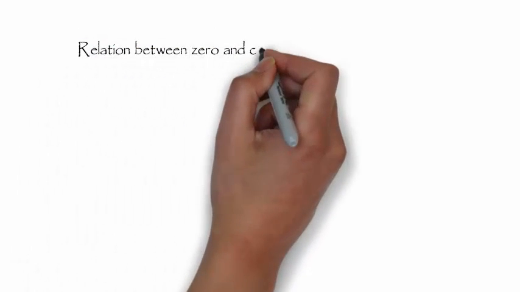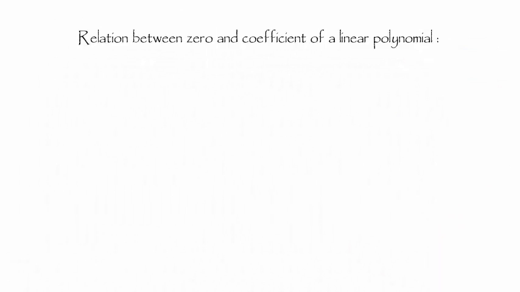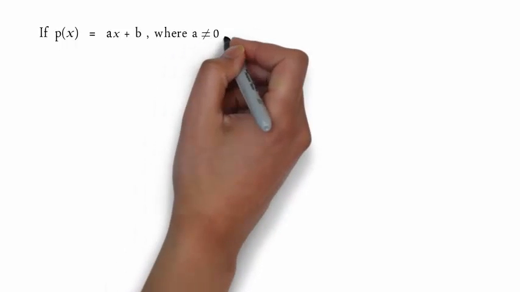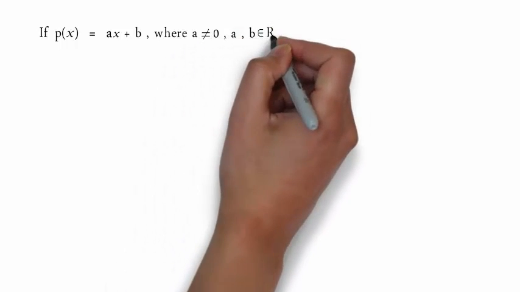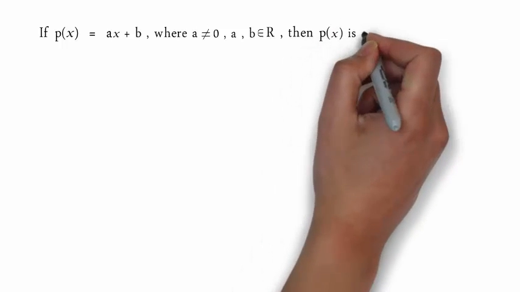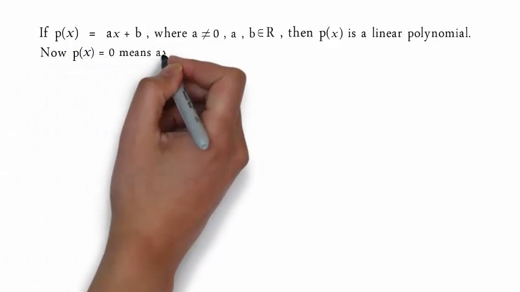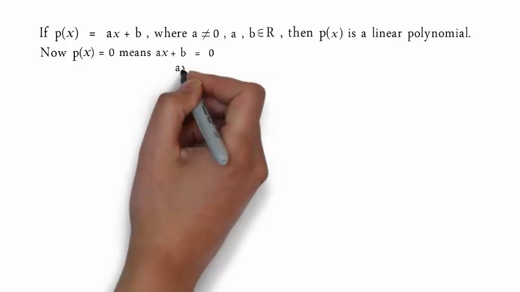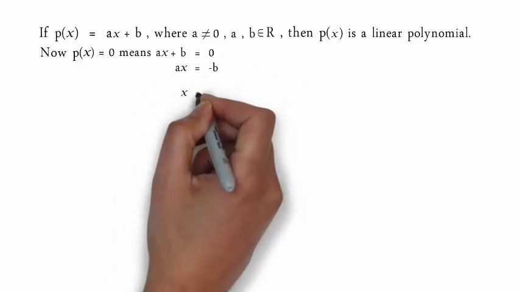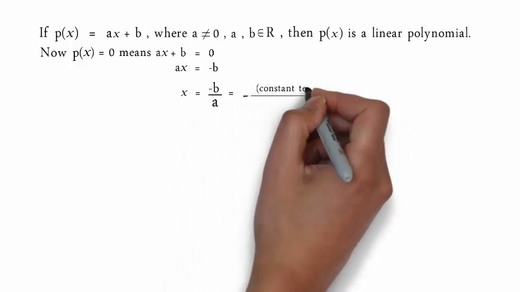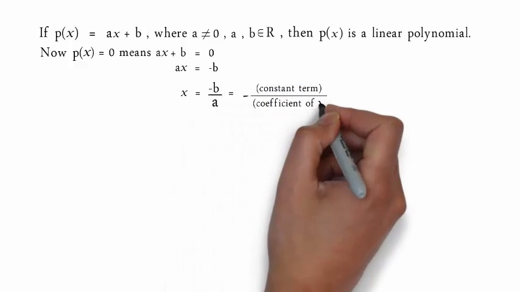Relation between zero and coefficient of a linear polynomial. If p of x is equal to ax plus b, where a is not equal to 0 and a and b belong to R, then p of x is a linear polynomial. Now, p of x is equal to 0, which means ax plus b is equal to 0. Therefore, ax is equal to minus b and x is equal to minus b by a, where b is the constant term and a is the coefficient of x.